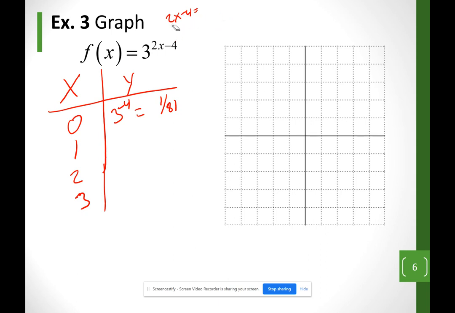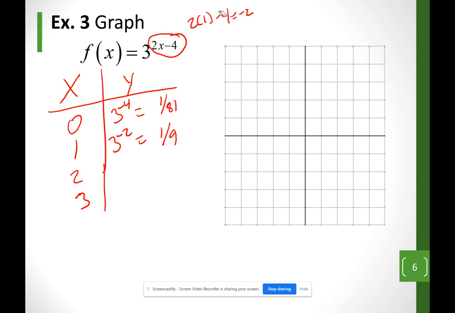Now, what if x equals 1? I'm looking at the exponent: 2 times 1 minus 4. Isn't that negative 2? So I have 3 to the negative 2. I know 3 to the 2 is 9, but 3 to the negative 2 is 1 over 9.